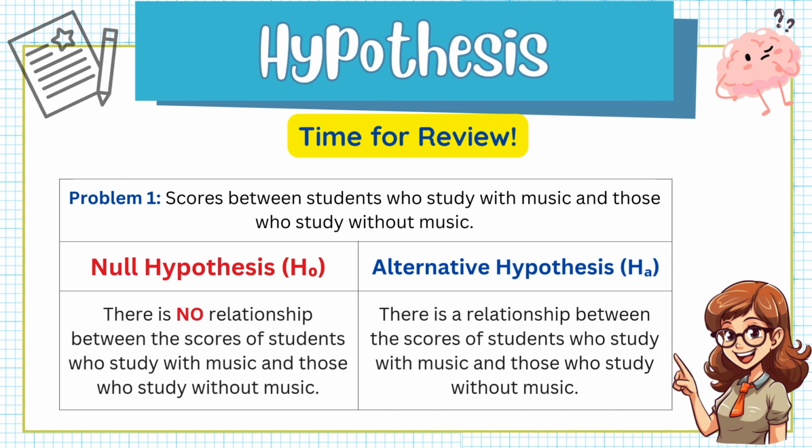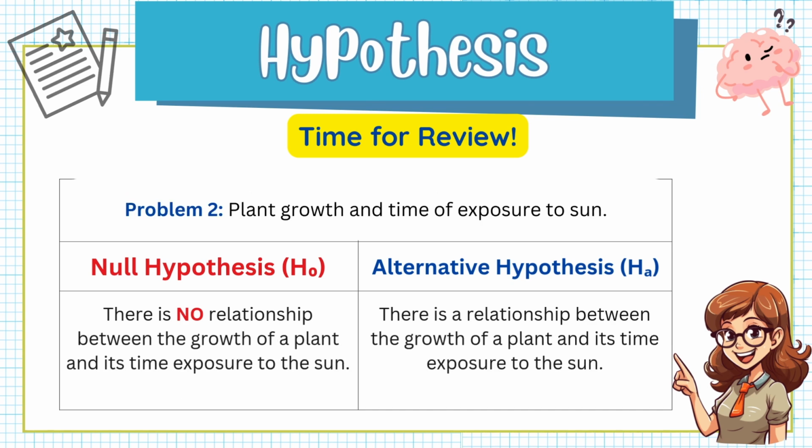Let us have this problem number 2. The plant growth and the time of the exposure to sun. The null hypothesis for this can be stated as there is no relationship between the growth of the plant and its time exposure to sun, while alternative hypothesis simply says there is a relationship between the growth of plant and its time exposure to the sun.